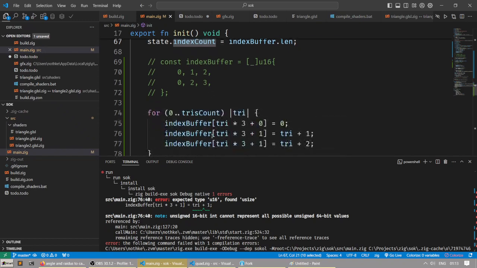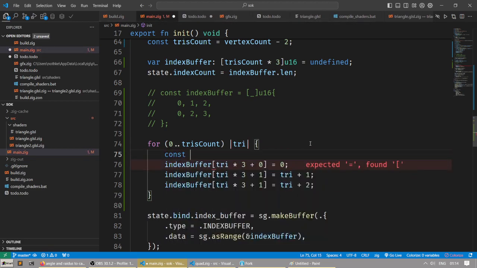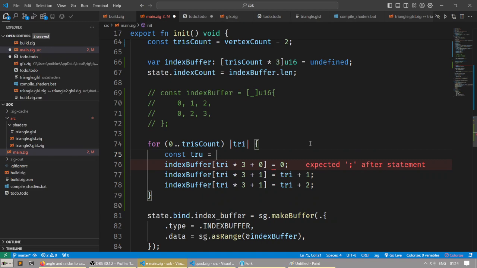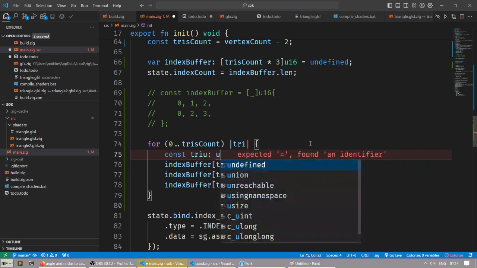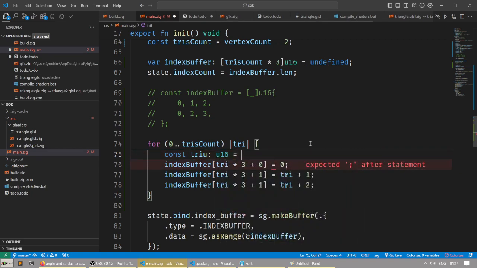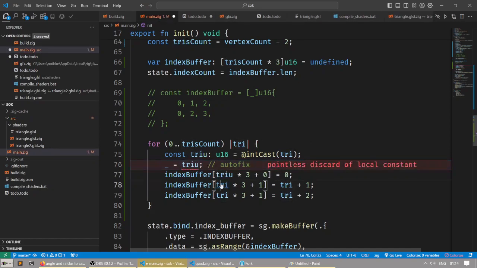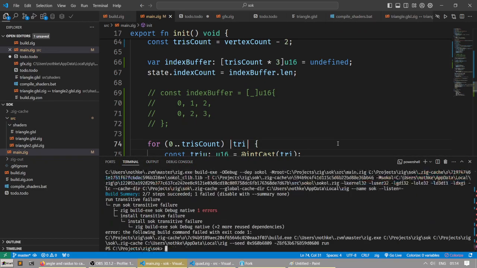Expected type U16 found U size. Of course, we need to convert the try. So this is going to be, let's call it the true. Great naming. Try U. Yeah, maybe try U is better. And that's going to be U16. And we're going to do an int cast, so we're going to cast from one type of int to another. And this try U, we're going to just replace these. There we go. And hopefully this will work.